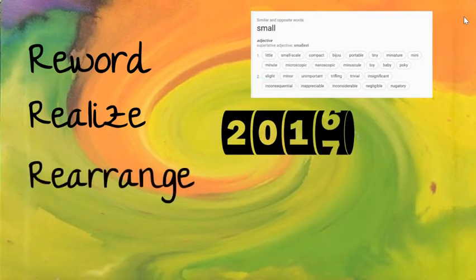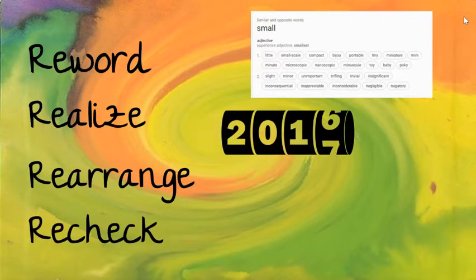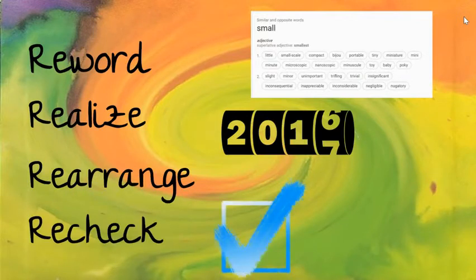Next up, rearrange. You might rearrange the order your sentences are in. Put details that are at the end and maybe add them to the beginning of your rewrite. Finally, recheck. You want to make sure what you've rewritten carries the same meaning as the original text. Let me show you when I practice this.